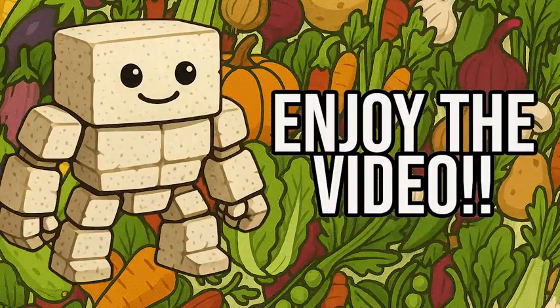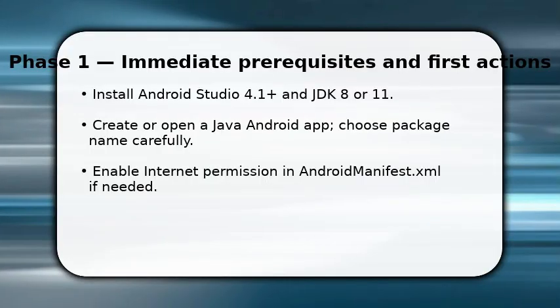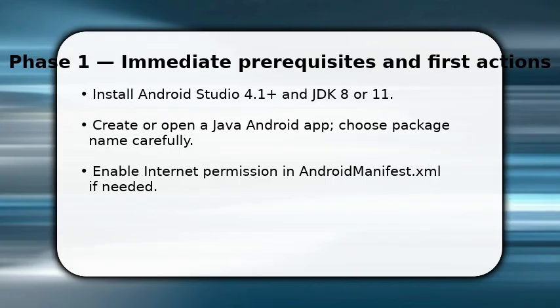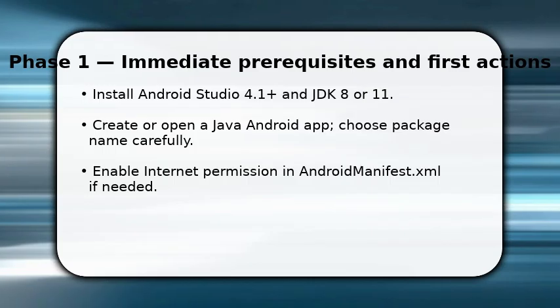Please enjoy the video. You already have Android Studio and Java. Now start the app wiring. Open your project, confirm the application ID matches the package name you'll use in Firebase, and sync Gradle once. Create a debug signing certificate if you plan to test quickly.